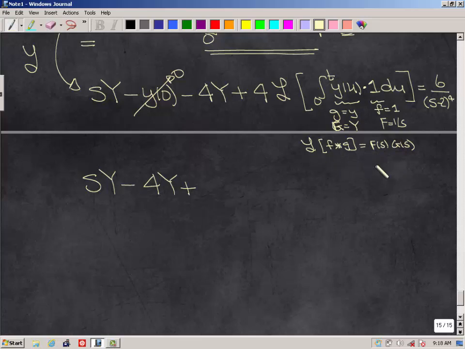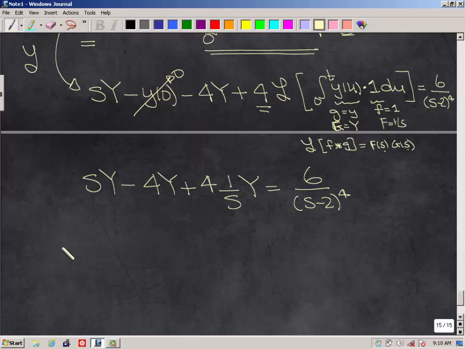So big F is what? 1 over s, and G is what? Y. So we get 1 over s times y, but there's a 4 in the front, so we get a 4 is equal to 6 over s minus 2 to the fourth. That's what we get. So you can see a whole bunch of y terms here.